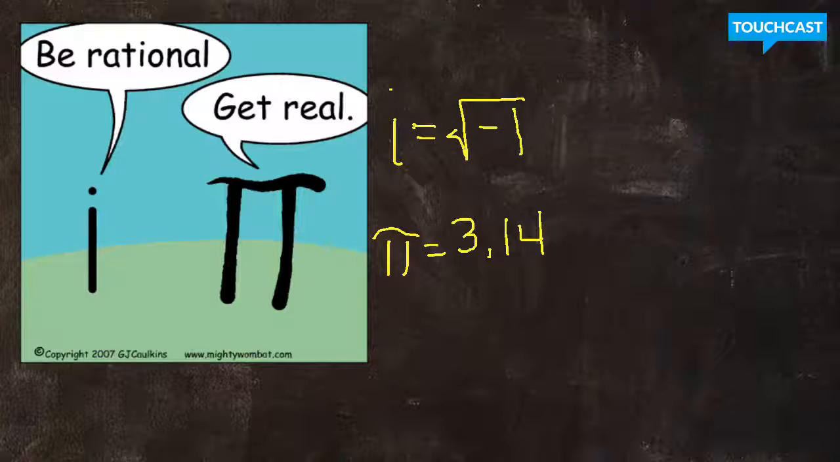It's 3.14159, and the numbers continue, and there's no pattern. It just continues on and on and on. So that makes it irrational. So in the cartoon, the variable i is telling pi that he needs to be rational. Funny stuff.